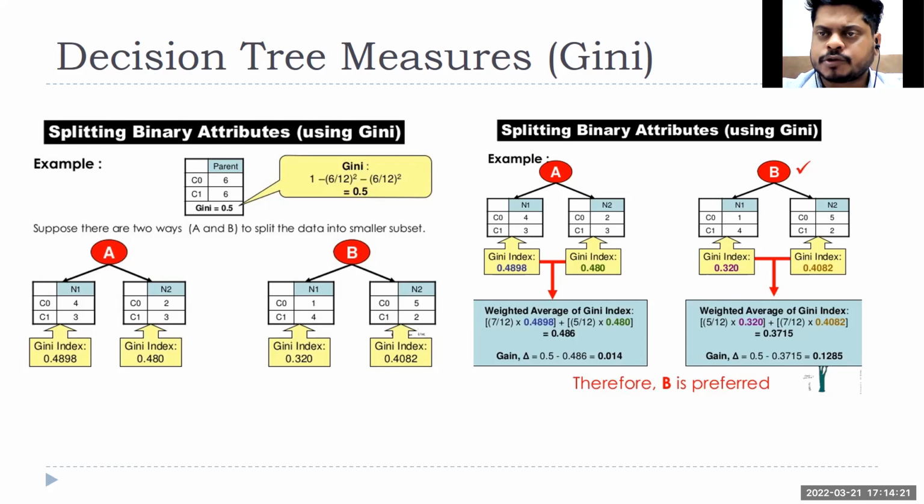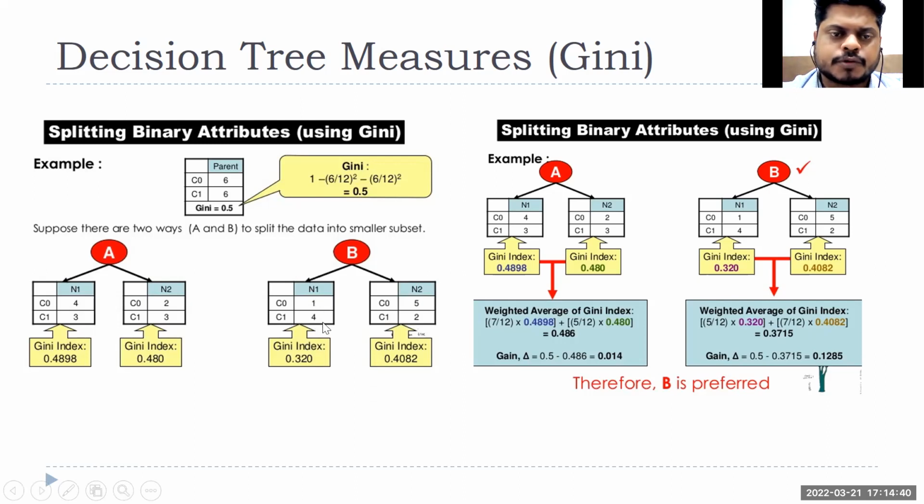Minus 1 by 5 square. 1 by 5 is 0.2. 0.2 square is 0.04. 0.04 plus 0.064. If I subtract from my 1, that will give rise to 0.30. I hope I calculated properly.